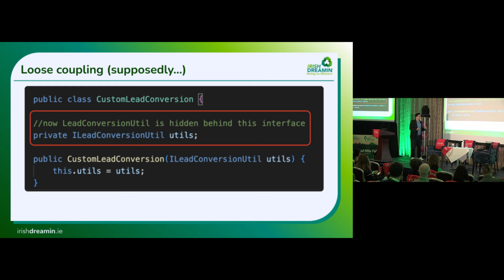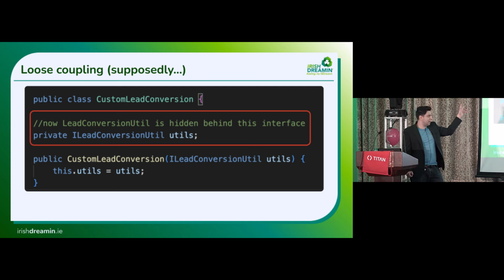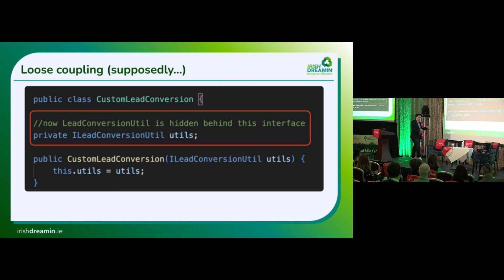that's great. But custom lead conversion expects a class to implement the utils interface, and it expects that class to actually implement it correctly, right? If that class implements the methods but doesn't really fulfill the requirement, or it does something nonsensical, this class will still be affected.